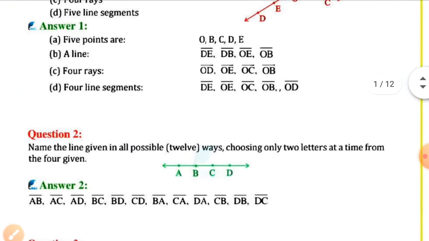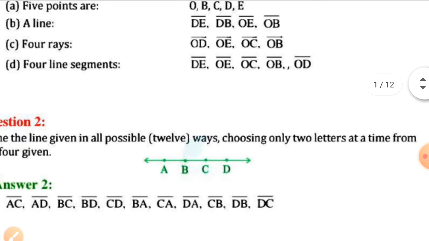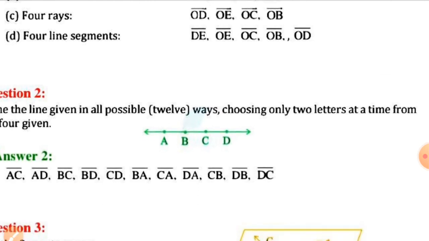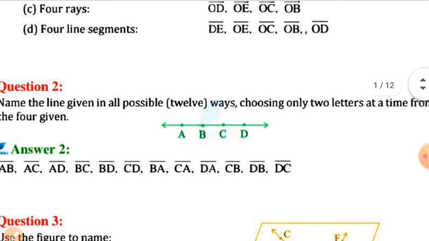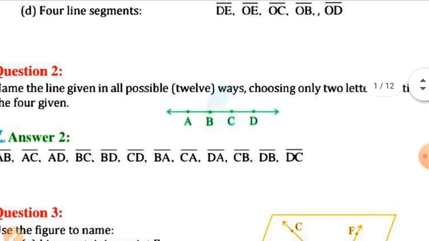Question number 2. Name the line given in all possible 12 ways, choosing only 2 letters at a time from the 4 given points. Here the figure is given. From the figure you have to write the name of the line in 12 possible ways. Let's see.